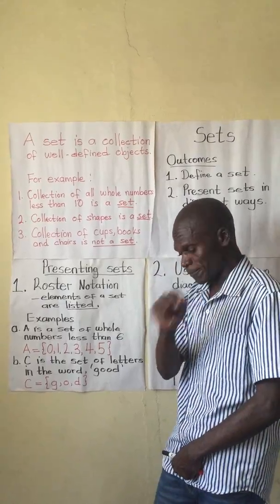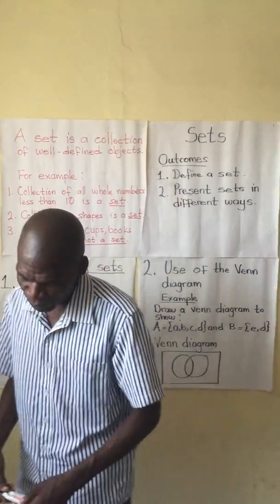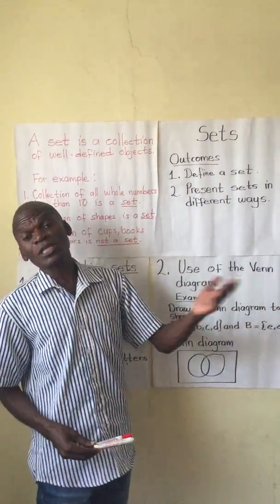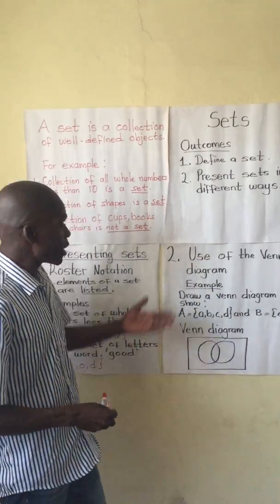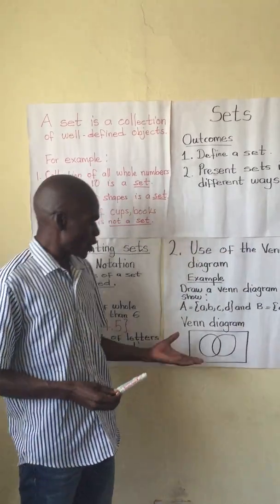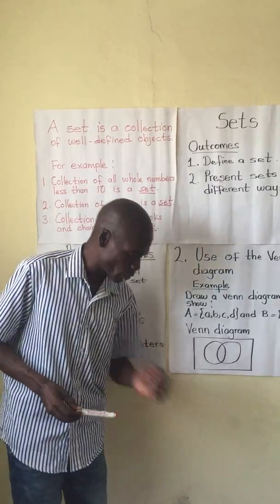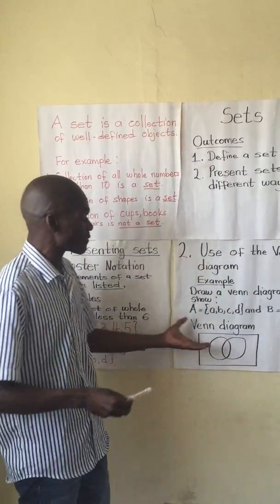Number 1, by listing. Number 2, and the last one, is by using a Venn diagram. We have a Venn diagram. This, which I have just drawn here, excuse me, is a Venn diagram.